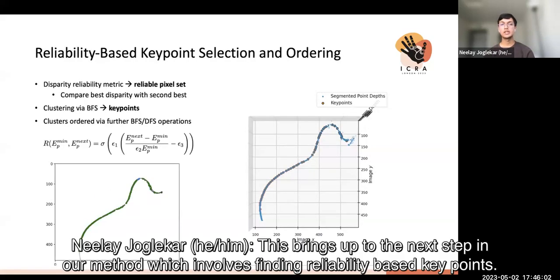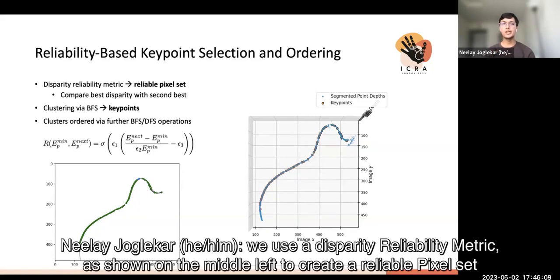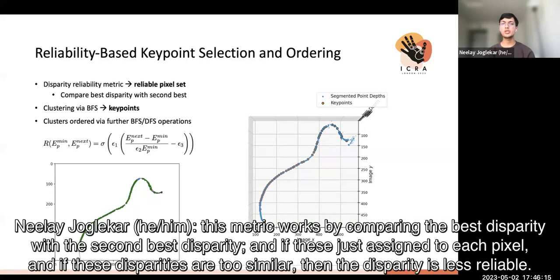This brings us to the next step in our method, which involves finding reliability-based keypoints. We use a disparity reliability metric, as shown on the middle left, to create a reliable pixel set. This metric works by comparing the best disparity with the second best disparity assigned to each pixel. If these disparities are too similar, then the disparity is less reliable.